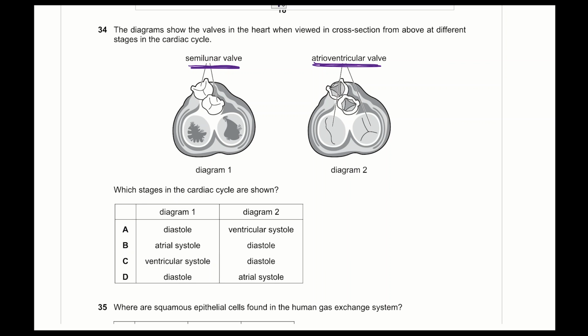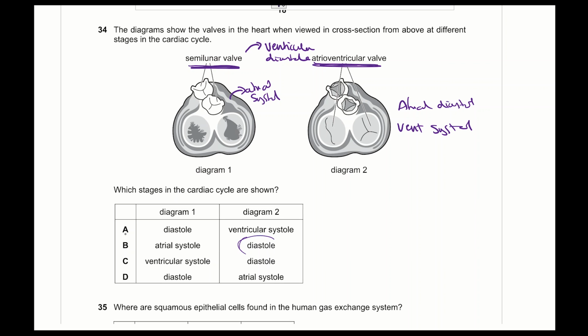So we just mentioned that the semilunar valve could be closed in ventricular diastole, aka diastole, because when diastole is mentioned by itself, we always indicate the ventricle. Or it could also be closed in atrial systole. Now, regarding the atrioventricular valve, it could be closed during atrial diastole or ventricular systole, or just systole. Now, let's see the suggestions that we have here.